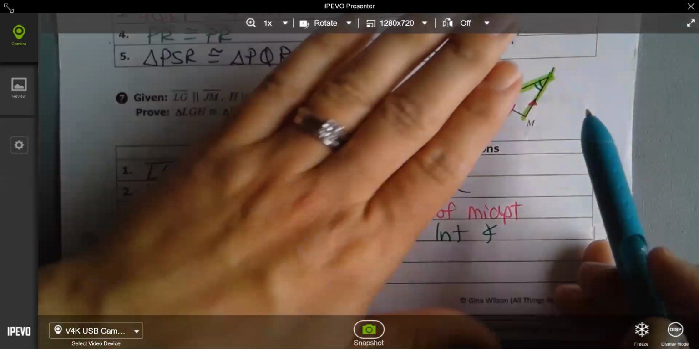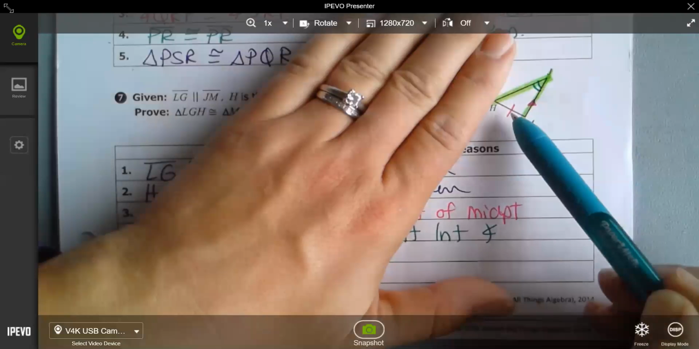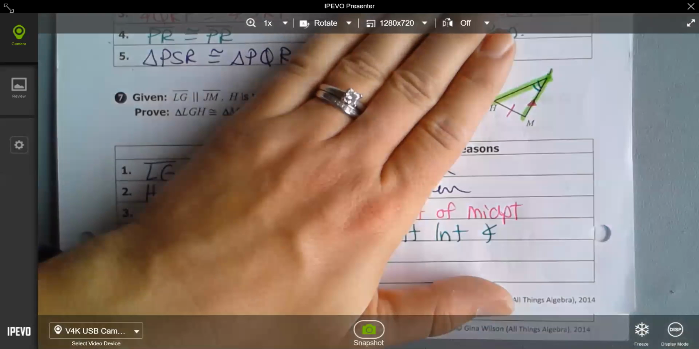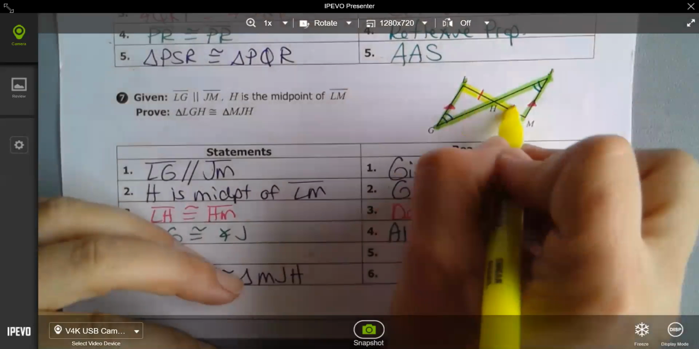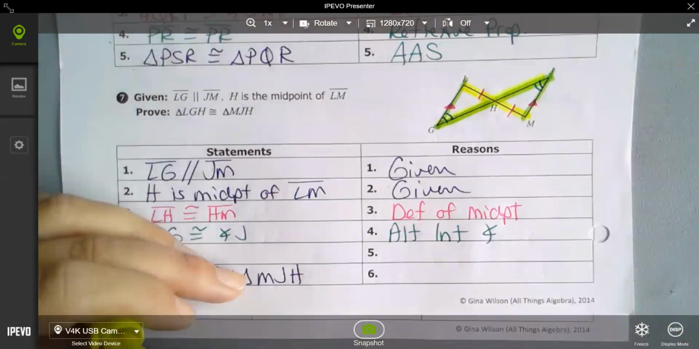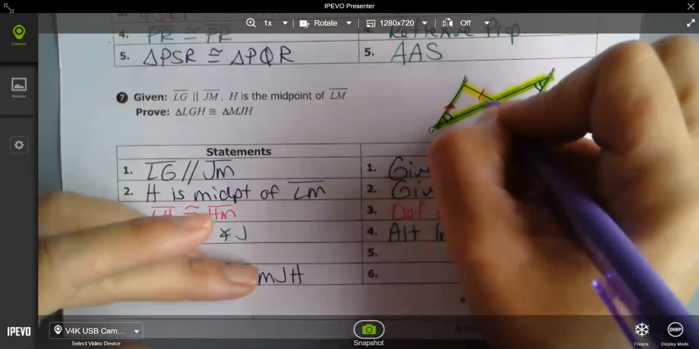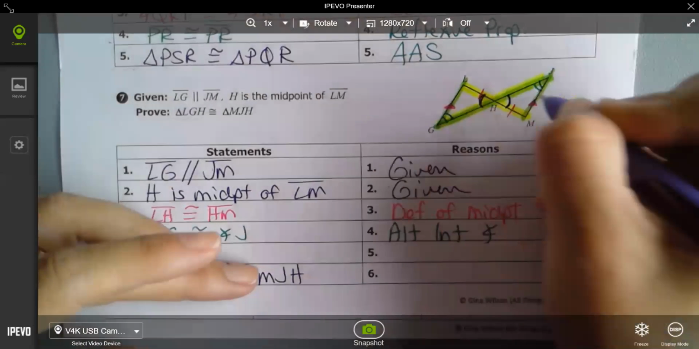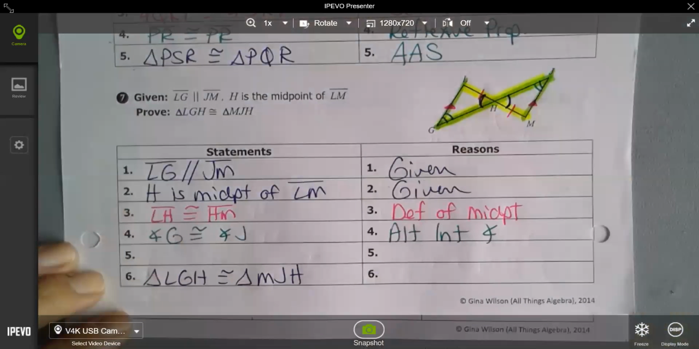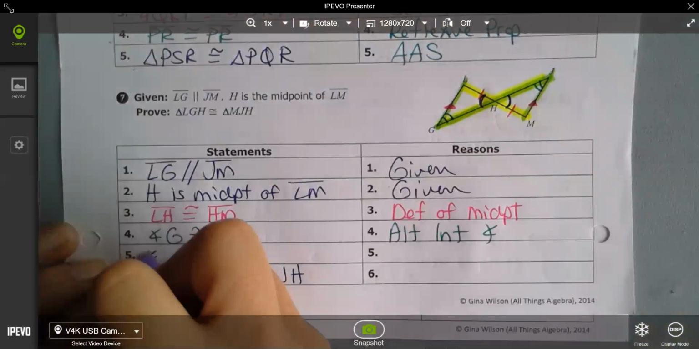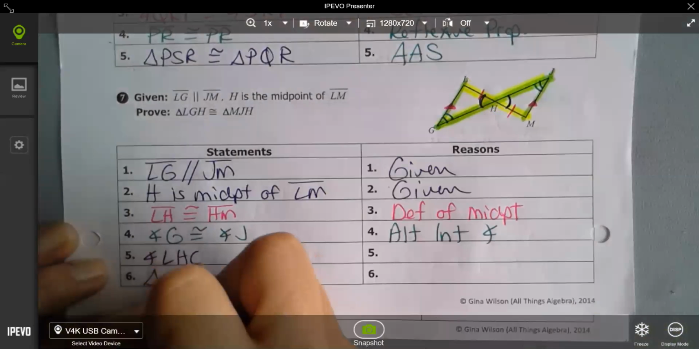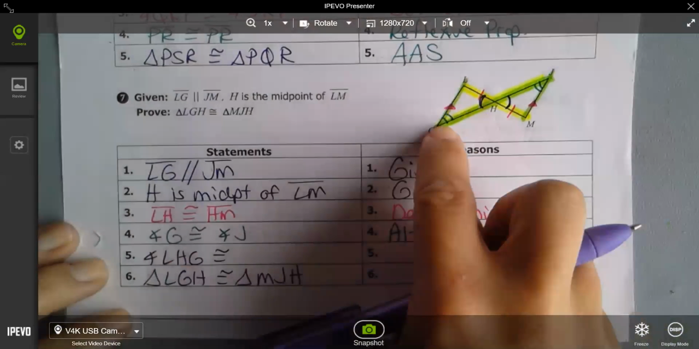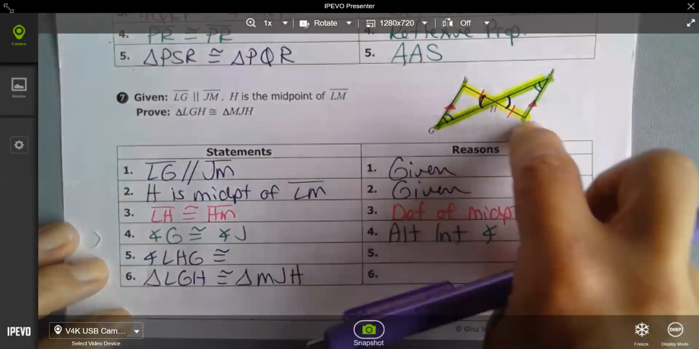All right, sweet. Well, I'm still not there yet. I only have an angle and I have a side. I need a third piece of information. Do you see where that third piece is coming from? I hope you do. You see how we have an X? Oh, what do we know about opposite angles in an X? They are equal to each other. So I can say that angle LHG is congruent to angle JHM.